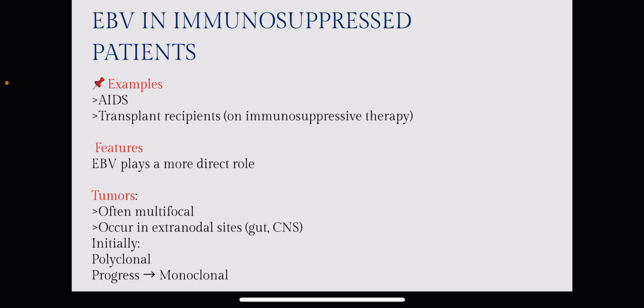And now let's see the features. The Epstein-Barr virus plays a major direct role in these patients. The tumors are often multifocal and occur in extranodal sites like gut, central nervous system. Initially, it is polyclonal and later it progresses to monoclonal.